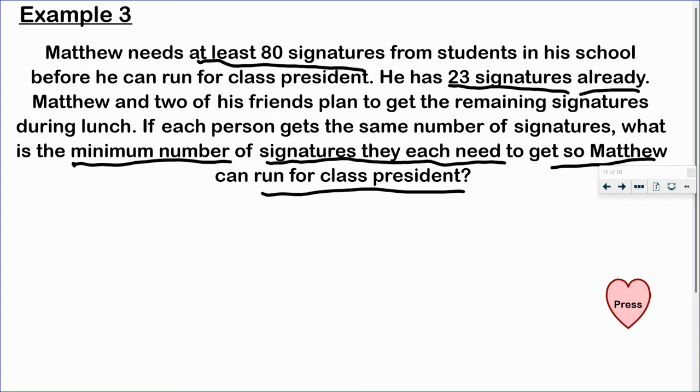So this is a good question, and here's some interesting information. Who's collecting the signatures? So he has 2 friends, so Matthew and 2 of his friends. So keep that in mind. It's not only Matthew, it's Matthew and 2 friends. So see if you can figure out how many tickets they need.